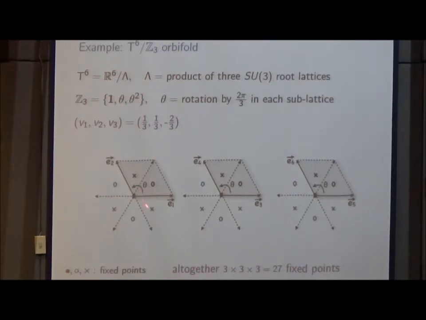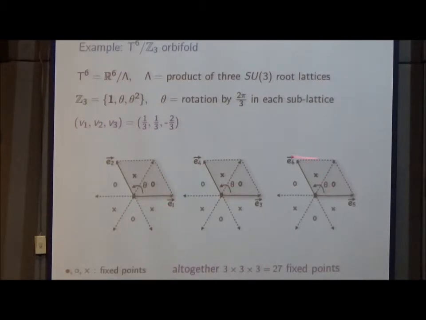Now, in each sublattice, the root lattice is the so-called SU(3) root lattice. Again, this is a fascinating one. If you don't know root theory, for a lattice where you have these vectors of the same size, these are the bases, and the angle here is 120 degrees. The Z3 corresponds to a rotation by, again, 120 degrees in each sublattice.